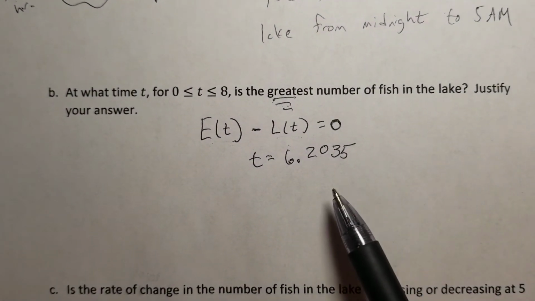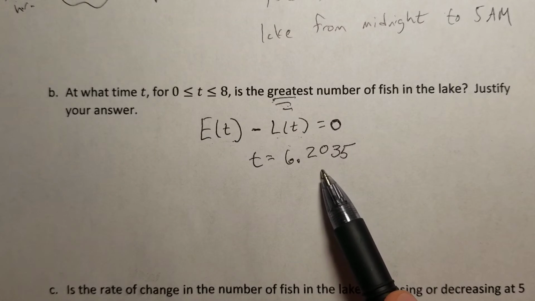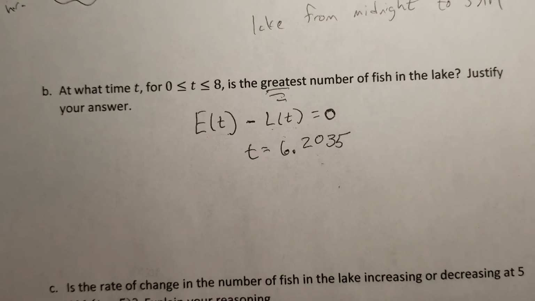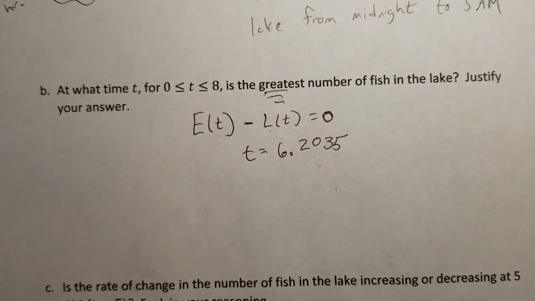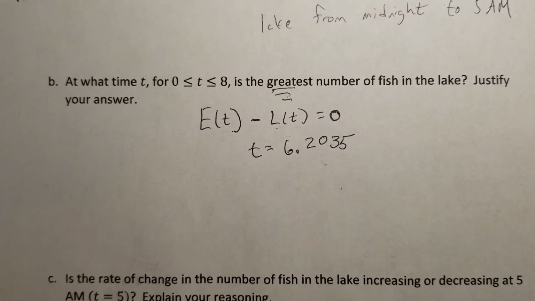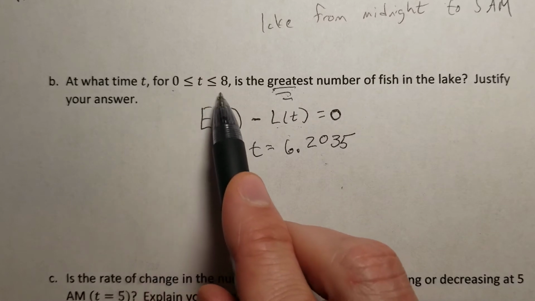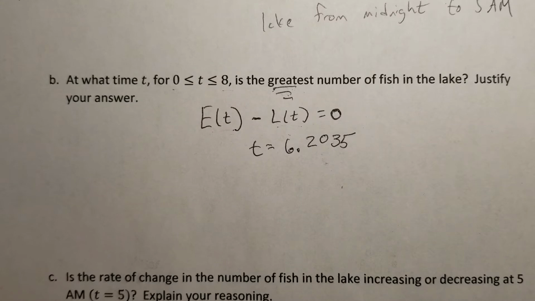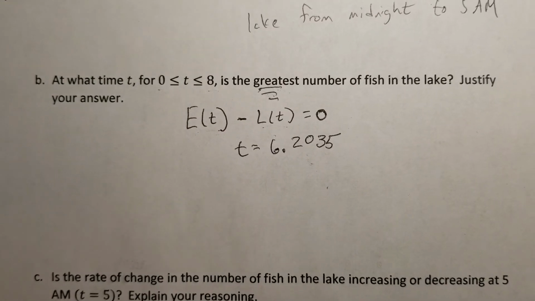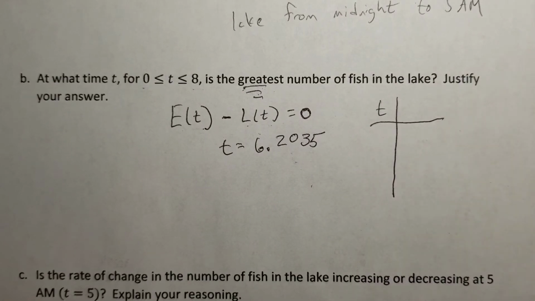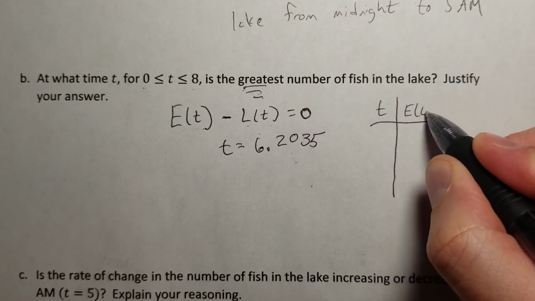So the critical value, or the time at which we would have a critical value for our fish here, is at 6.2035. Now, that's just one of the two things that we need to take into account when we're thinking greatest number of fish. The other thing that we need to take into account is the endpoints of the time interval that we're looking for. So we've spent a lot of time doing these types of problems and organizing our thoughts in a table. So I'm going to go ahead and set up my table.